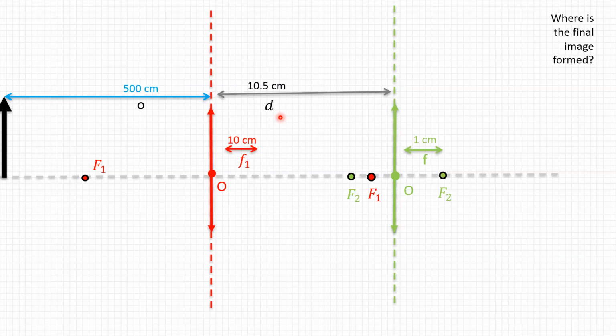No, Muralidhar, that's not the curve. Okay. Where is the image formed, from the second lens?